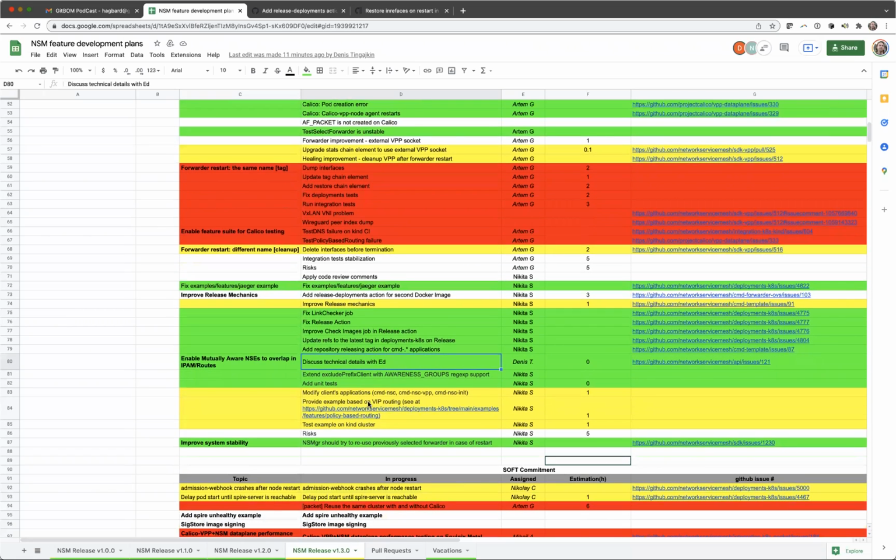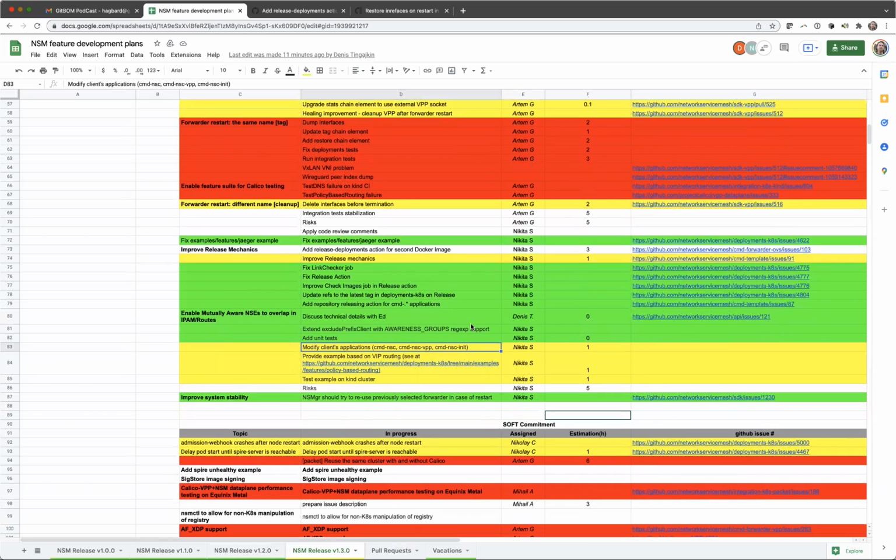Yeah. Okay, got it. I mean, it may be the right answer for 1.3 is exactly the one you talked about here, of just having release deployments for a second Docker image. More than anything, I'm just curious to understand what's going on. Okay, because I like the topic for the agenda. Many thanks. Cool. So mutually aware NSCs, how is that going, Nikita?